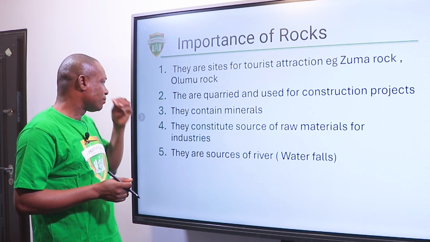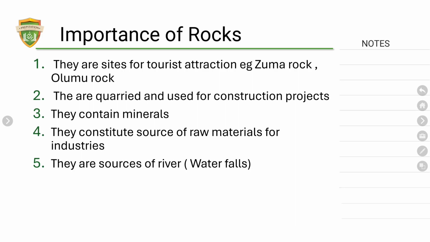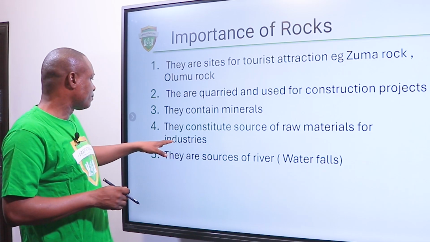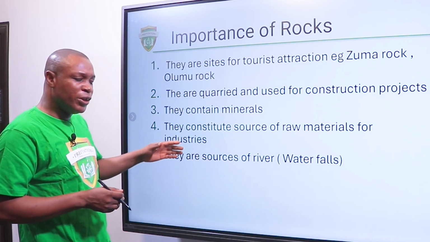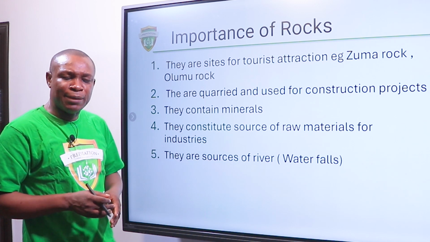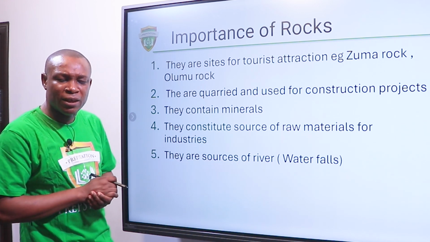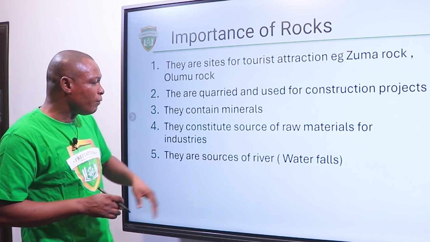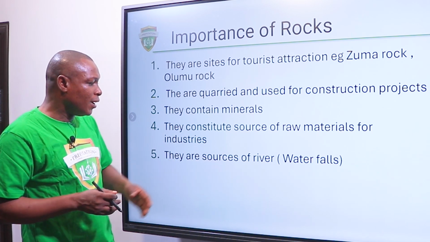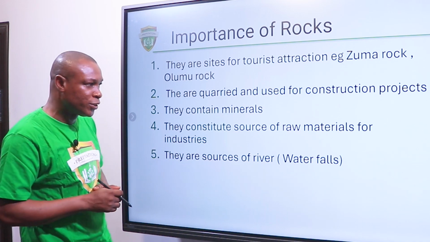Number 3, they contain minerals. As earlier stated, the mineral constituents of that rock can be mined and harnessed. Number 4, they constitute a source of raw materials for industries. I've mentioned limestone, that is the major raw material for cement factories. Number 5, they are a source of rivers and waterfalls.